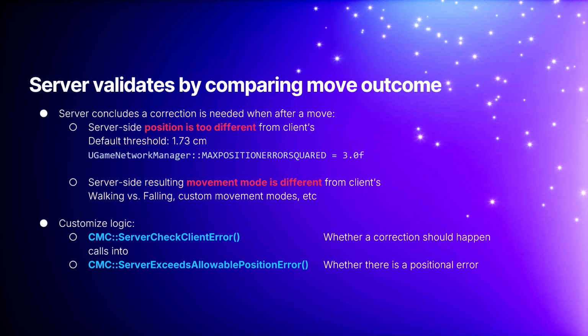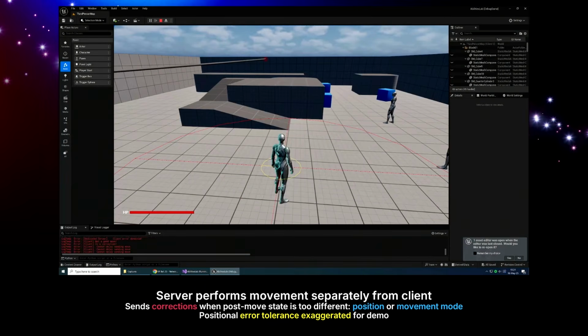Now, the logic for this you can find in server check client error and server exceeds allowable position error, which are great functions to study, but also to override. And we'll give some examples later on.